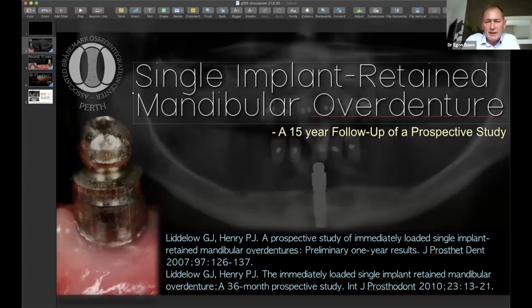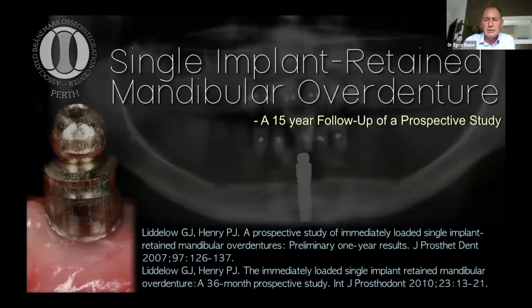You want to show us some of the data of the single implant retained overdenture. Yeah. So about 17 years ago, Patrick Henry and I thought that we could place a single implant in the midline of the mandible for existing denture wearers. So this is not terminal dentition. This is existing denture wearers, and so now we've got a 15-year follow-up of this prospective study, which has been remarkably successful.